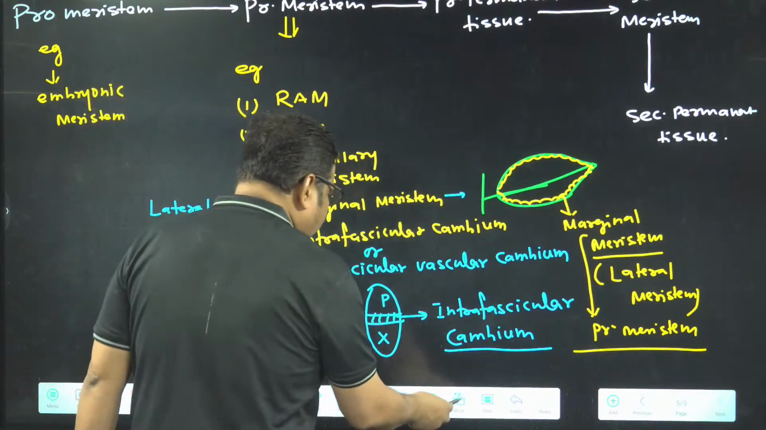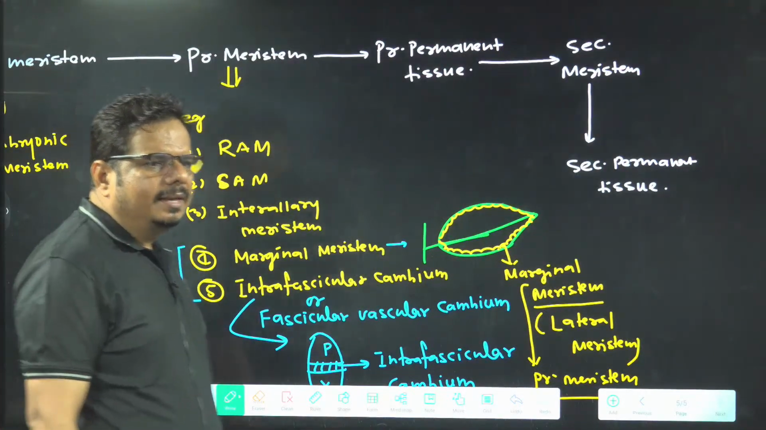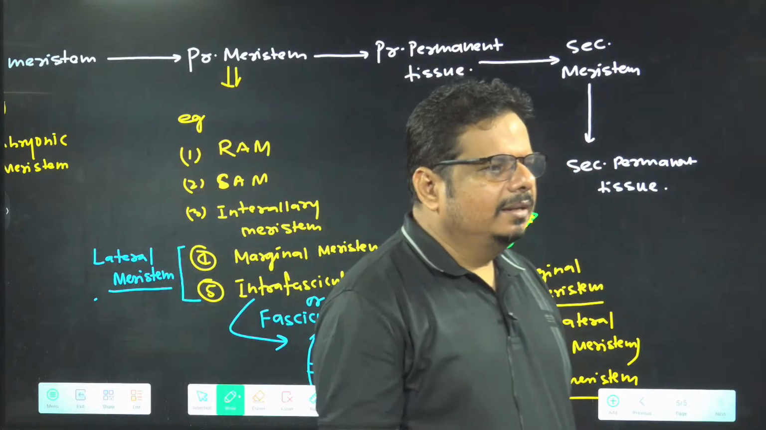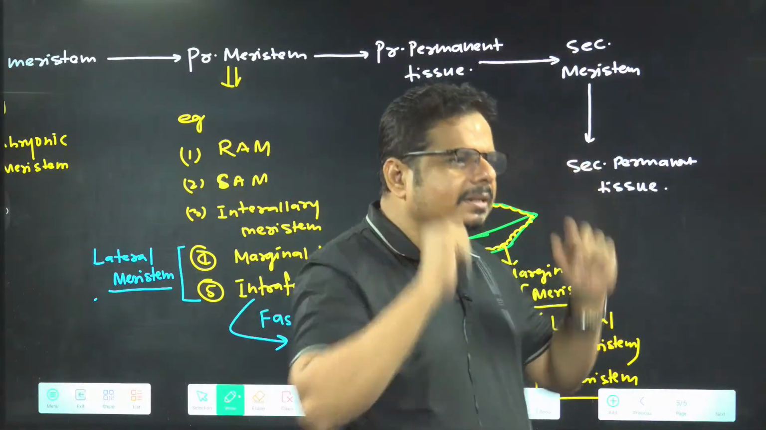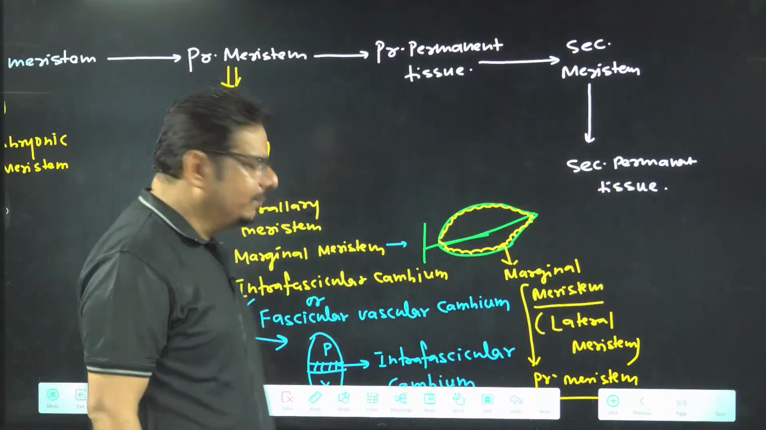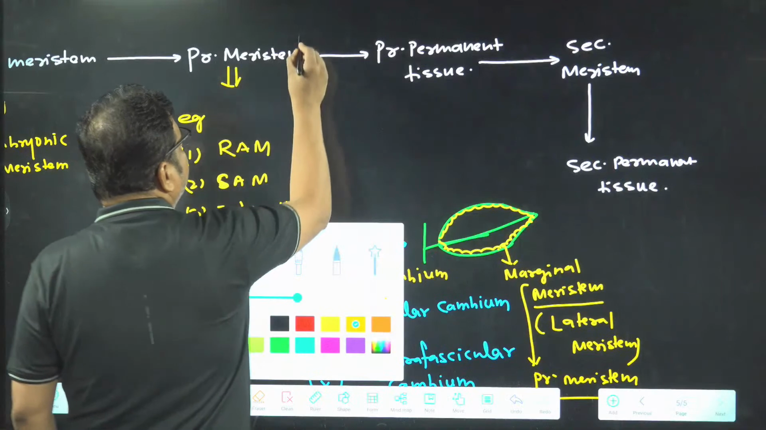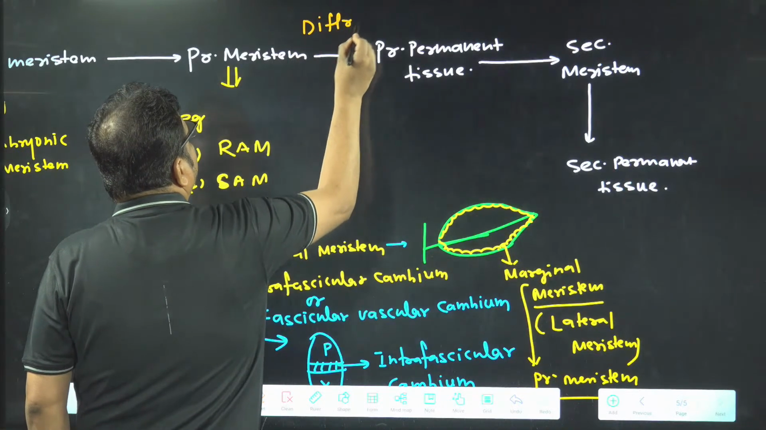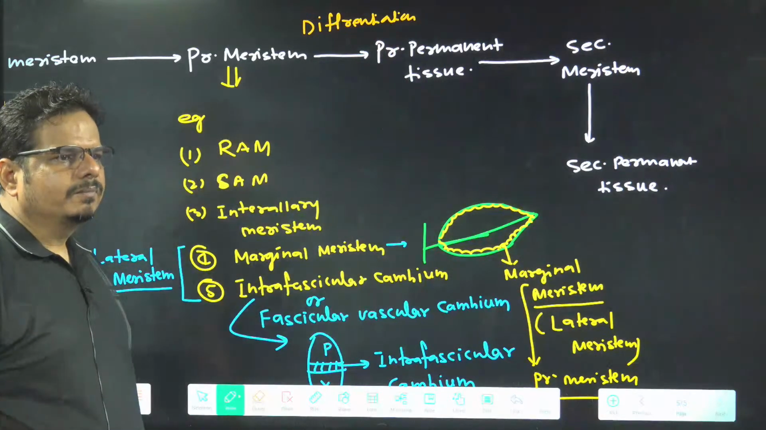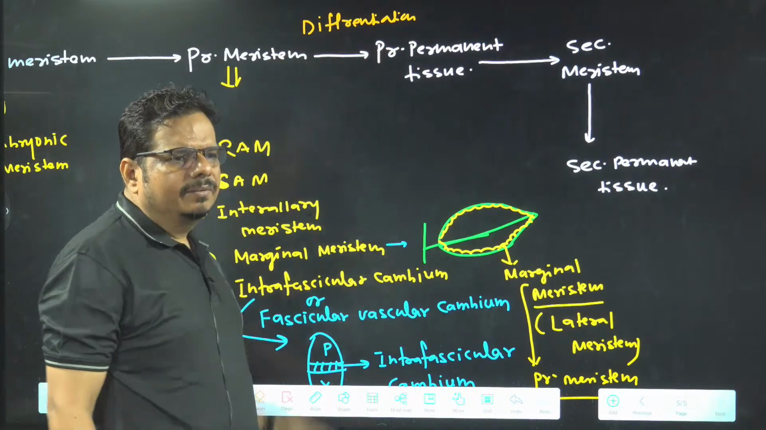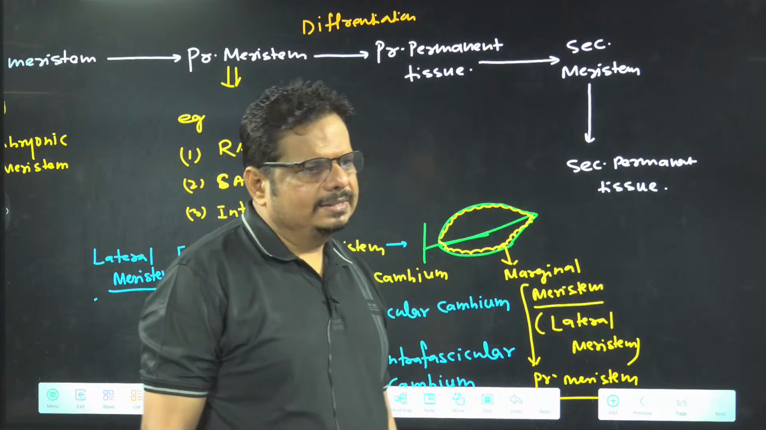Now I am going to tell you about primary permanent tissue. One thing I am fixing in this class only: in the entire book, which is primary and which is secondary tissue, just keep the things in your mind. You will never be confused if you get the idea. Now this primary meristem, by the process of differentiation, is converted into primary permanent tissue. Is it clear?